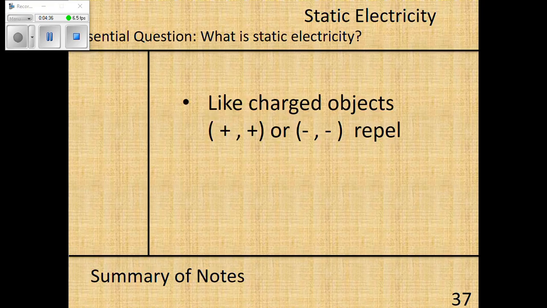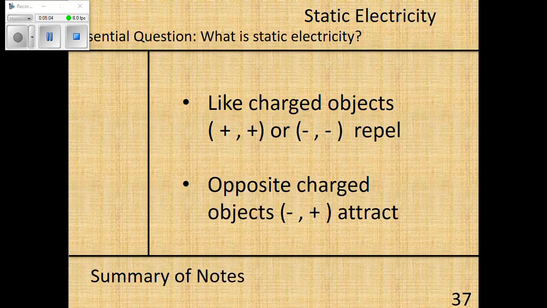Okay. So, a couple of the rules. Like charged objects repel. What does that mean? If you've got one object that's positive and another object that's positive, then those two objects are going to want to get apart from each other. If you've got one object that's negative and another object that's negative, then those objects are also going to repel. And this is something you definitely want to get down in your notes. If they are oppositely charged, one's negative and one's positive, then those objects attract.